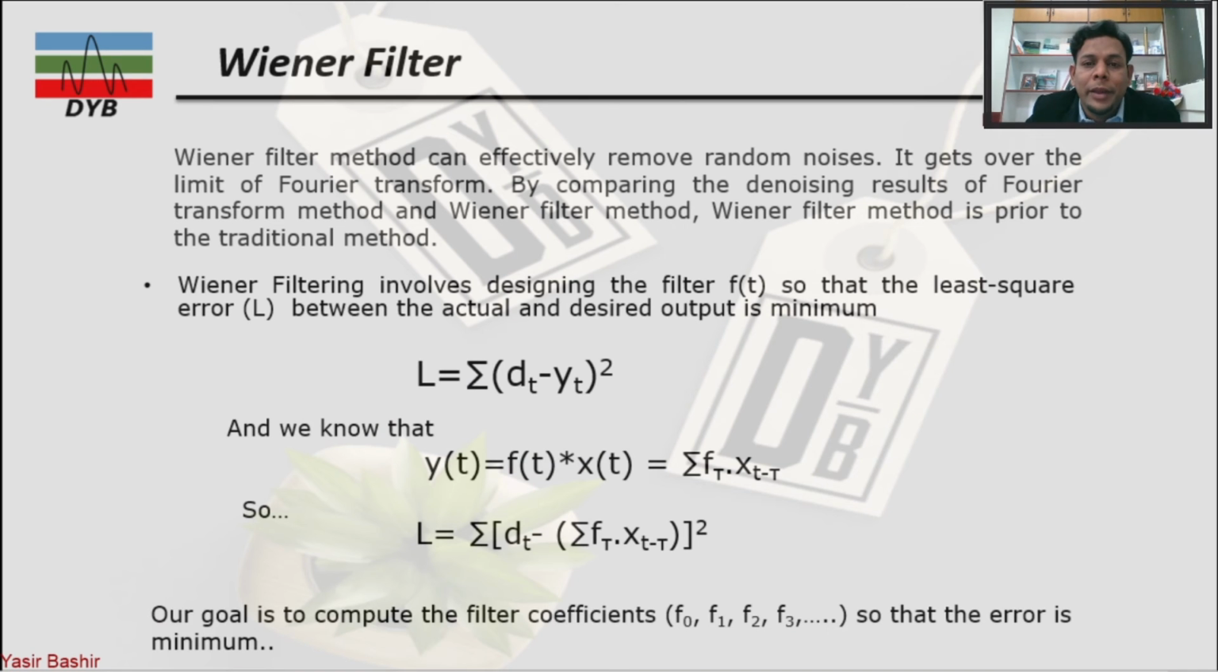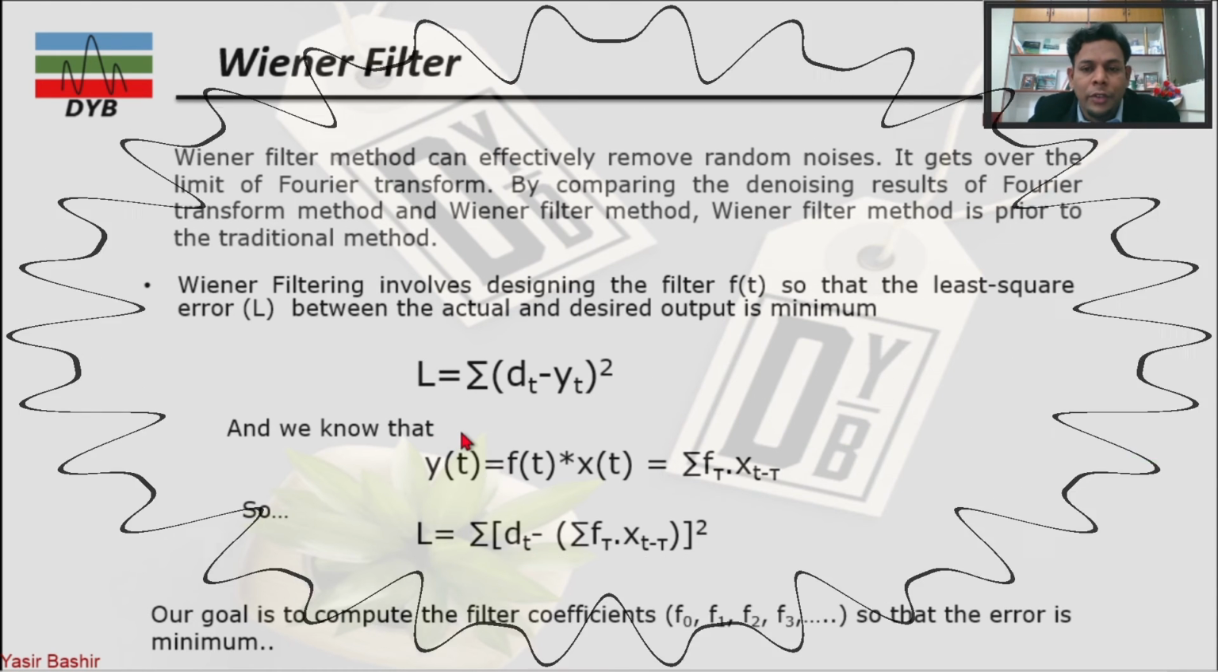So in the Wiener method, what we do involves designing the filter, where we have to find the least square error, which is our L, between the actual data and the desired output. So this is the desired output and the actual data. We have to find out the least square error.